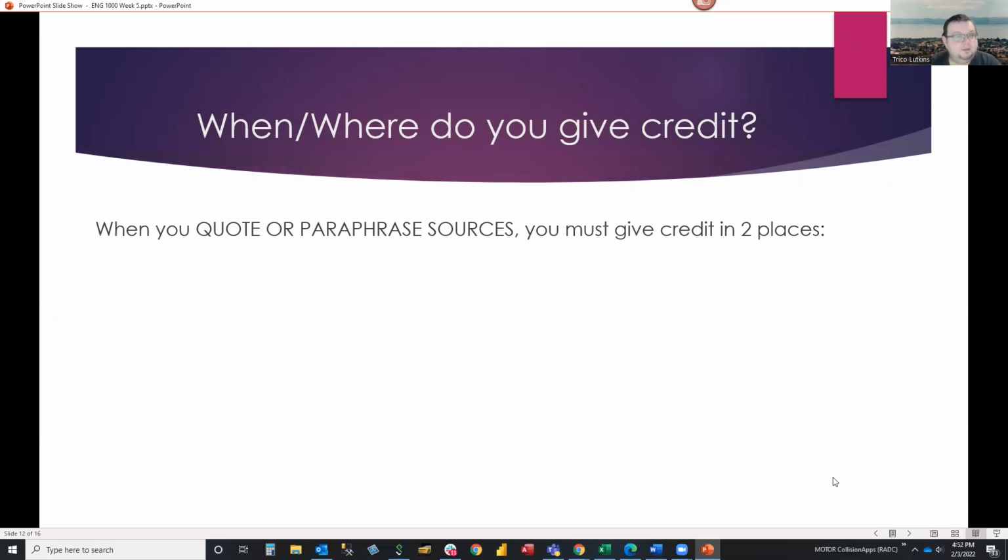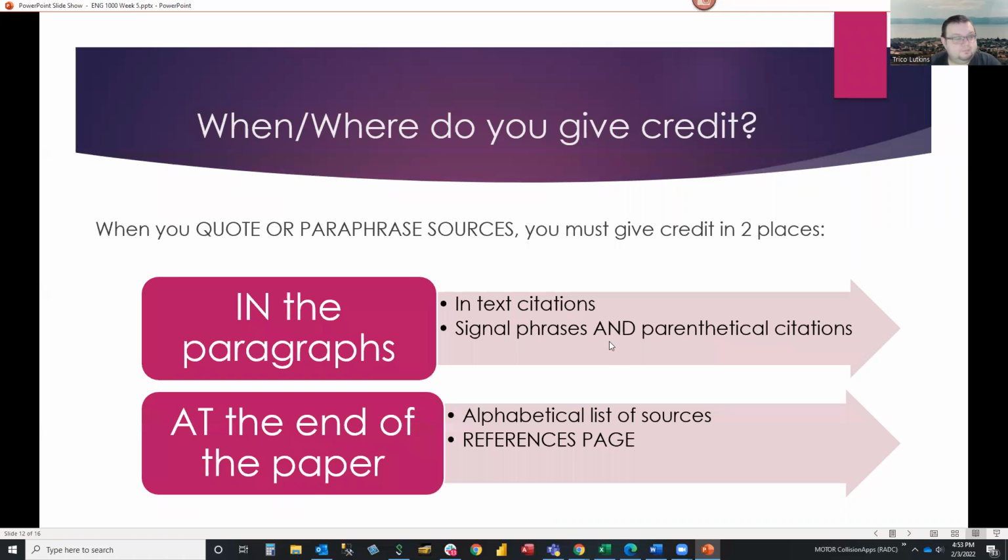So when and where do you give credit? When you quote or paraphrase sources, you must give credit in two places. In the paragraph, you'll have an in-text citation. Usually you'll have parentheses, and then usually the author's last name. I think, am I saying this right? Because it's complicated: at another college I teach, we use MLA style, and at Clear we use APA style. But basically, in the paragraph, you want to do a citation at the end of the sentence. So you want to use signal phrases and parenthetical citations. And then at the end of the paper, listed alphabetically, you'll have a reference page of all the sources you used when you were doing the research or writing the paper. So you want to have them in two places.